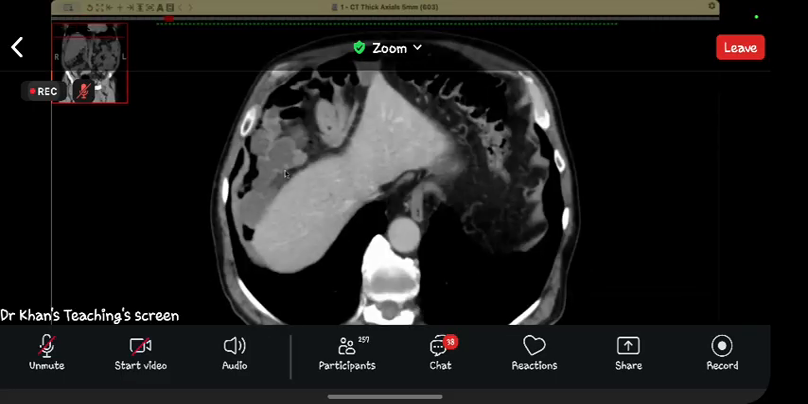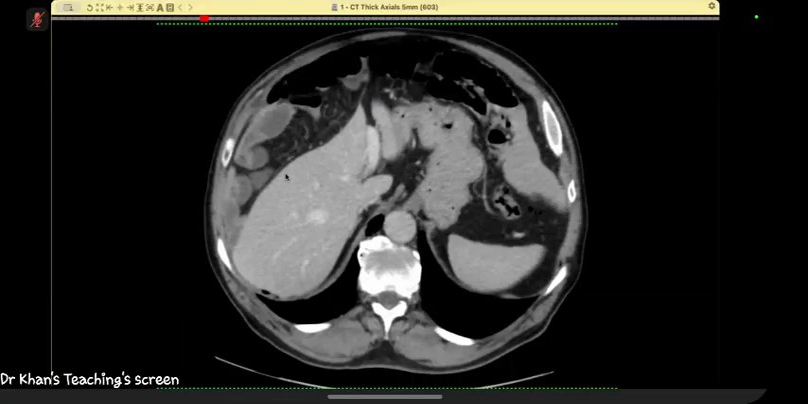Now, this case is a 62-year-old male with vague abdominal symptoms, some element of, clinically speaking, distension. The patient came to A&E. They just did a CT for further evaluation. So this is the last case of the day.